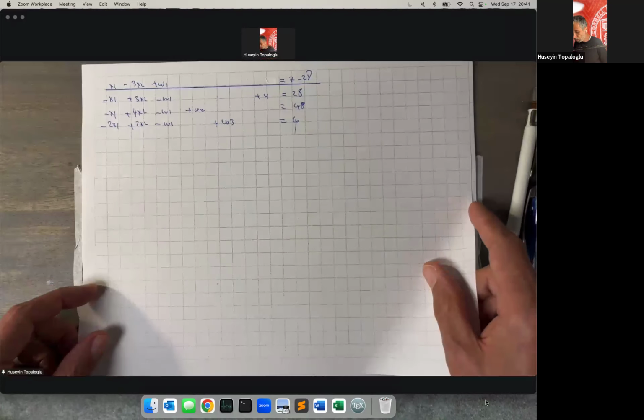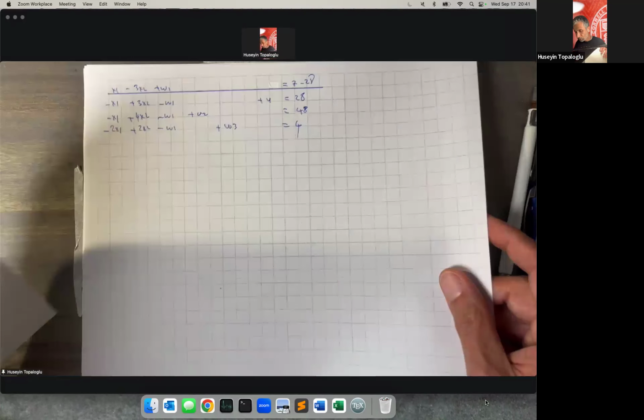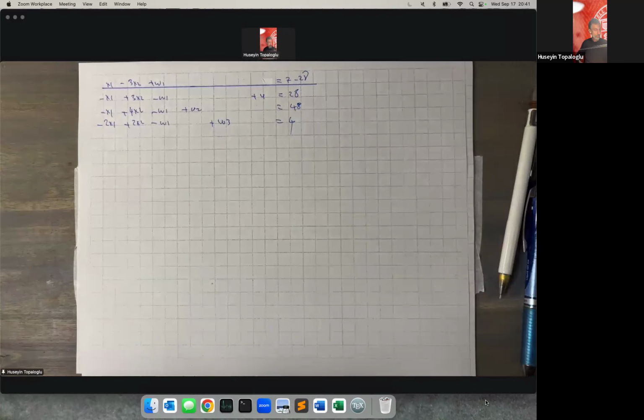What is the solution we read from this system of linear equations? What are our basic variables? What are our non-basic variables?